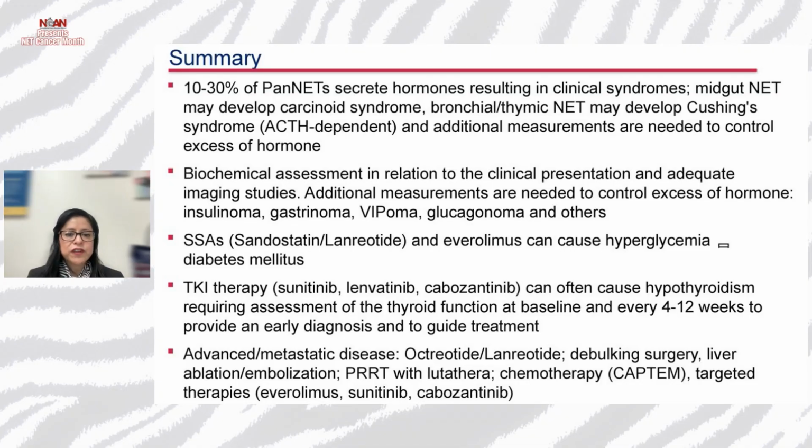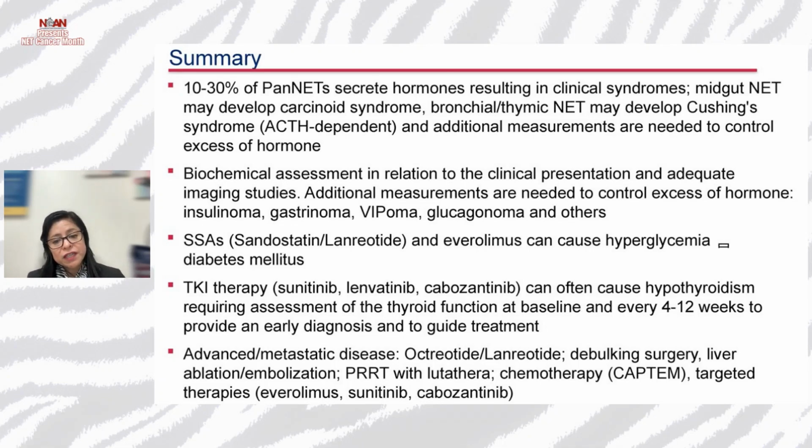We discussed the different tyrosine kinase inhibitors that are now very commonly used in the management of neuroendocrine tumors, such as sunitinib, lenvatinib, cabozantinib, which can often cause hypothyroidism. It's important to obtain a thyroid function test at baseline, and then also repeat it every 4 to 12 weeks during the treatment, or when the patient has an exacerbation of symptoms. It's important to check this, because when it happens, it can be easily treated and patients feel a lot better, with improved quality of life. And it may not necessarily be the diagnosis of neuroendocrine tumors or the treatment that the patient is receiving. It may be a side effect of the treatment.